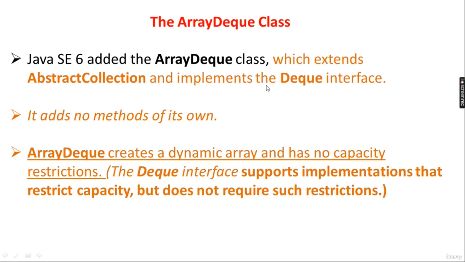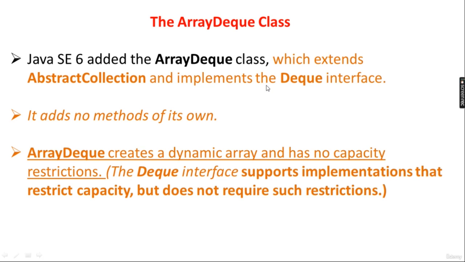For example, ArrayList class. For the second column, give the title as extends. For the third column, give the title as implements. Okay. In the first line for ArrayList, in the extends column, give the class name that it extends, and in implements column, give the interface name that it implements. It adds no method of its own. Okay, so the table that you have created will help you to understand and remember which class is extending which class and which class is implementing which interface.